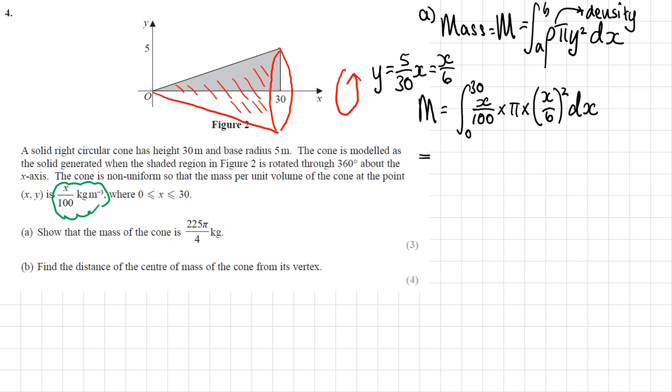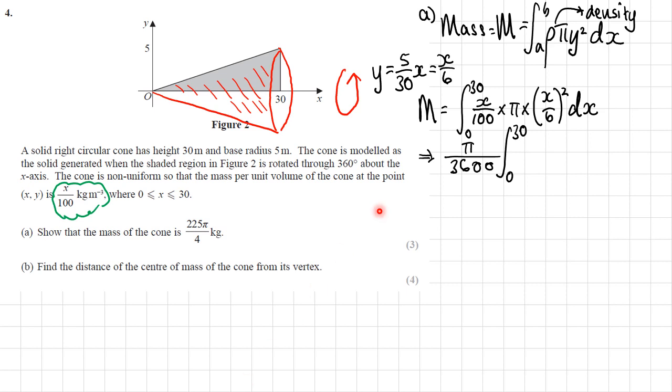Let's bring all of the constants across. So I've got divide by 100. This is going to be x squared over 36. I'm also dividing by 36. So I'll be dividing in total by 100 times 36, which is 3,600. And I've also got a constant of pi here, which I'll take across. So all of my constants is going to be pi over 3,600. Again, limits of 0 and 30.